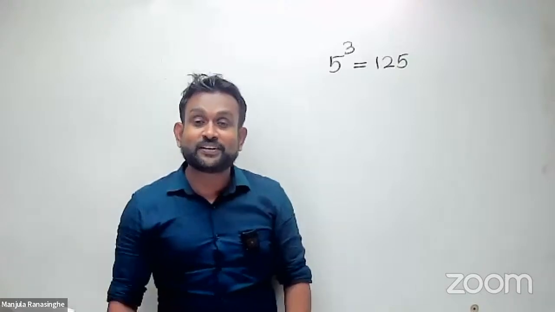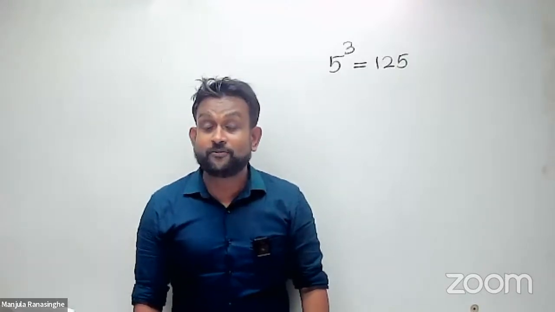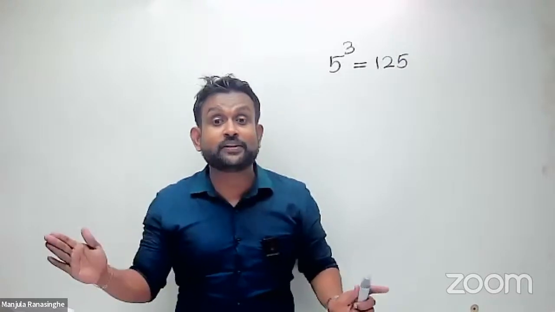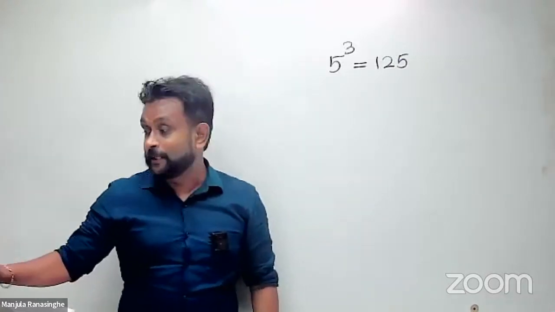Some students say 5 to the power 3 is 15, that is 5 into 3. Not that. 5 to the power 3 means 5 into 5 into 5.